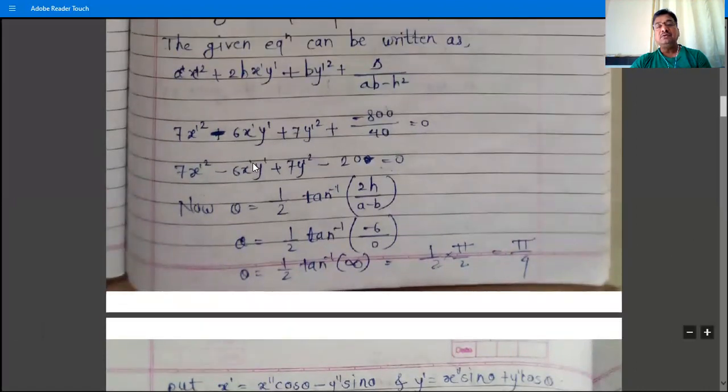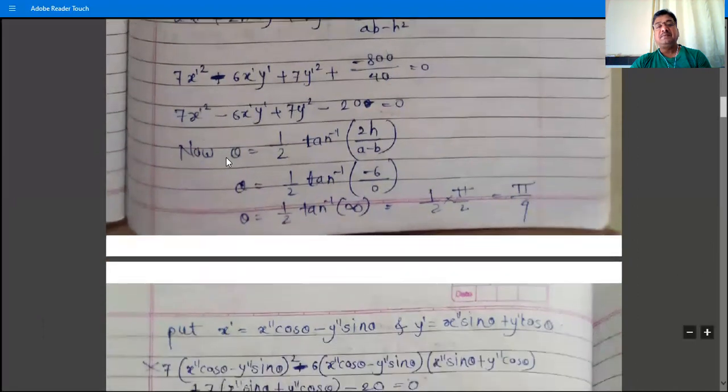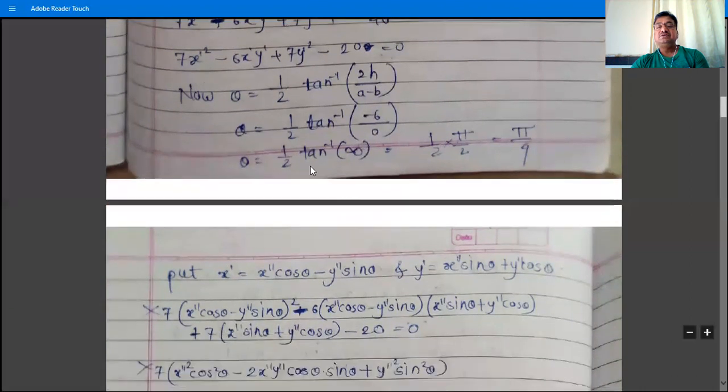Now we have to remove the product term. So we find theta. Theta is 1/2 tan inverse 2h divided by a minus b. That is 1/2 tan inverse of 2h, which is minus 6. A and b both are the same, 7 minus 7 is 0. So tan inverse infinity is pi by 2. So we have the answer 1/2 into pi by 2, which means pi by 4.